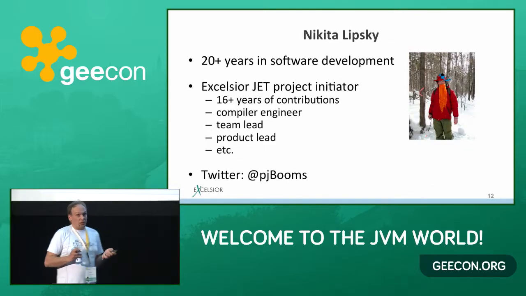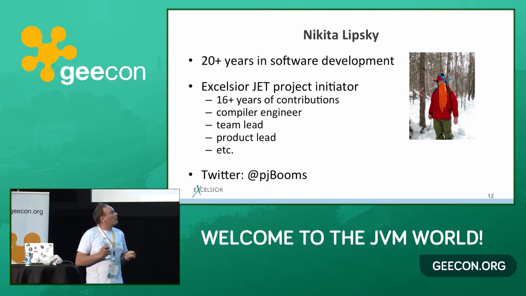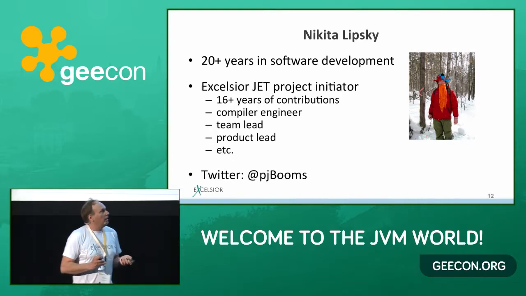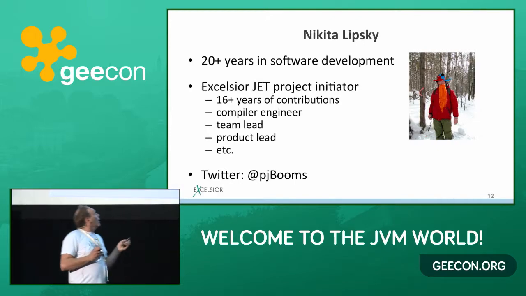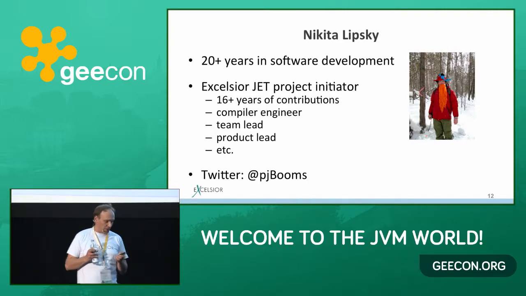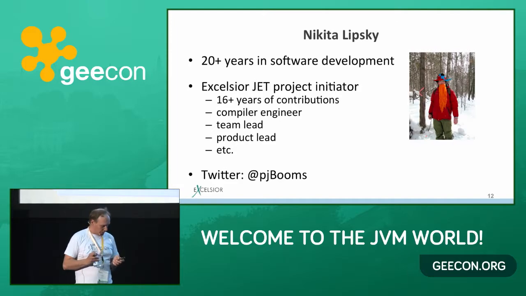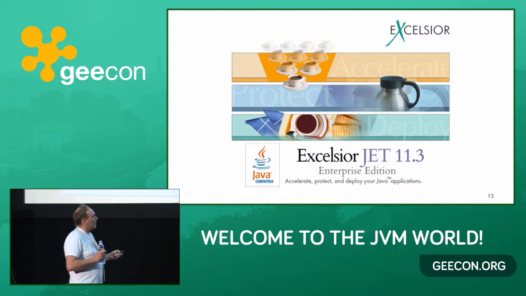But first, let me introduce myself. I have been working on the Excelsior JET project. It's a JVM with an ahead-of-time compiler. It's a complete Java implementation that passes the JCK test suite. And I worked on this project from day one and contributed to all its components. On this slide, you can see the Java Compatible sign.